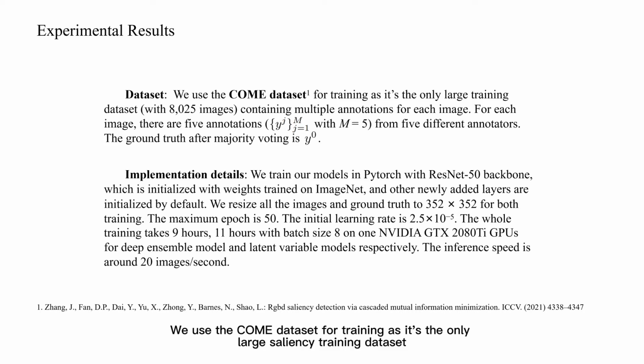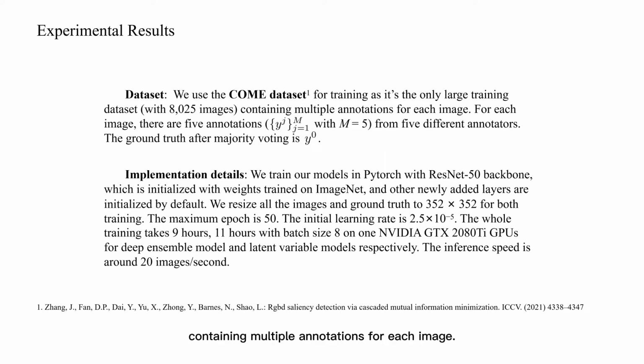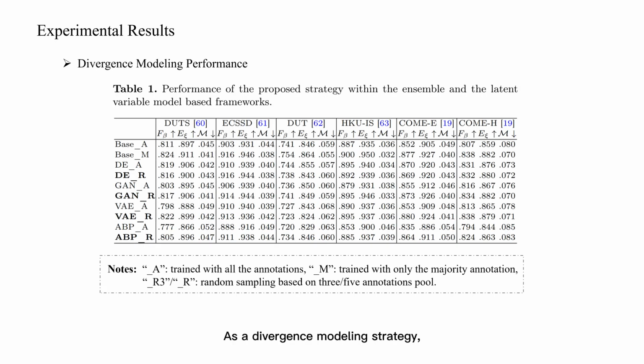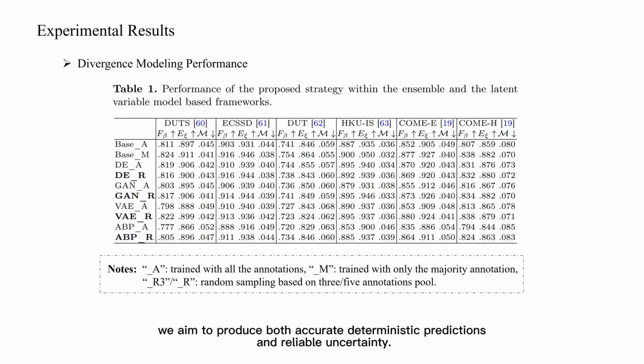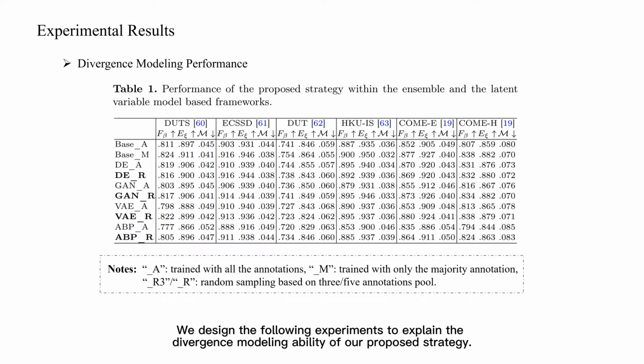We use the CAT dataset for training, as it's the only large saliency training dataset containing multiple annotations for each image. Here we also show some implementation details. As a divergence modeling strategy, we aim to produce both accurate deterministic predictions and reliable uncertainty. We designed the following experiments to explain the divergence modeling ability of our proposed strategy.